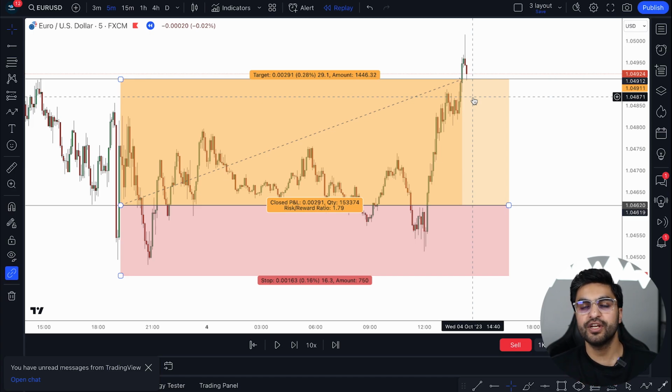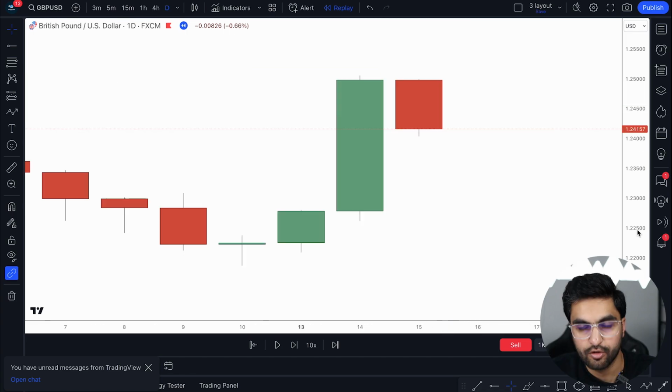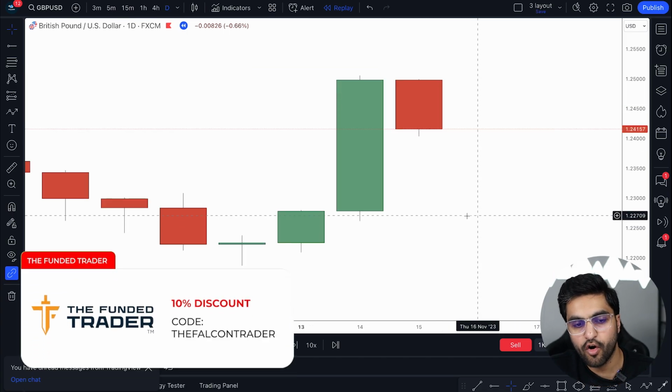What if you want to stick to only daily time frame? Then you have to go down to 1 hour time frame, and I'm going to give you a couple of examples for the daily time frame as well. So the first daily example is going to be on British pound US dollar daily time frame.